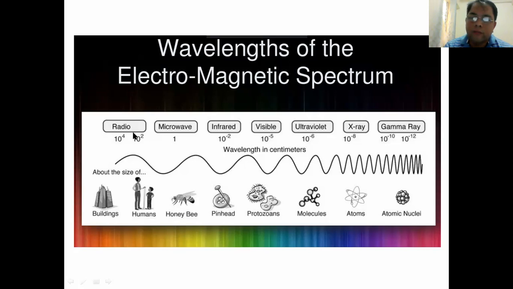But as you go from left to right, the length of the wave, the wavelength, becomes smaller, and it becomes atomic in level. And again, the energy here is kind of increasing. So as we go from left to right, the energy there tends to be increasing.